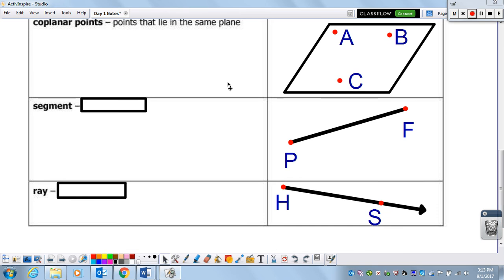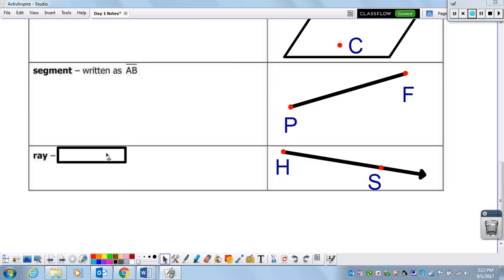Sometimes we don't have a whole line, we just have a piece of a line. We call that a segment. This particular one would be segment PF, even though over here it says written as segment AB. It's named after its endpoints. So P and F are the 2 points at the ends of the segment. We call those endpoints.